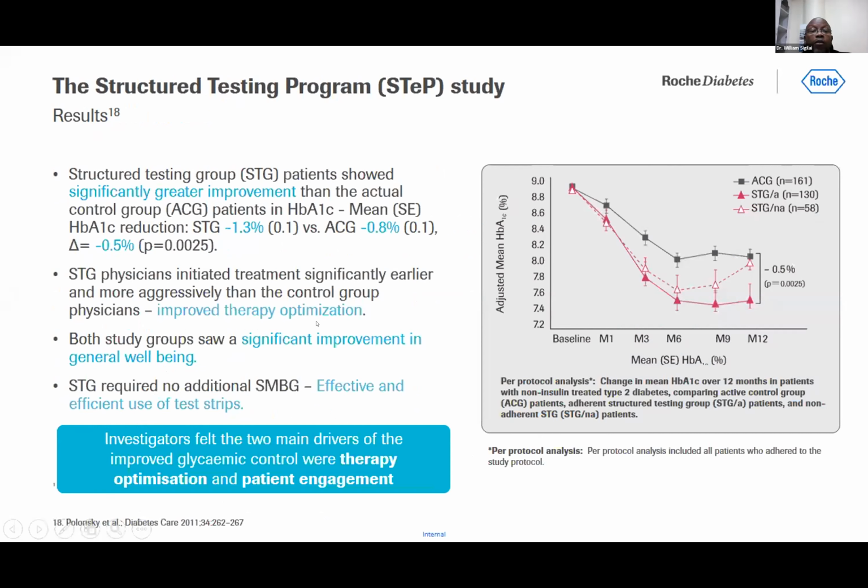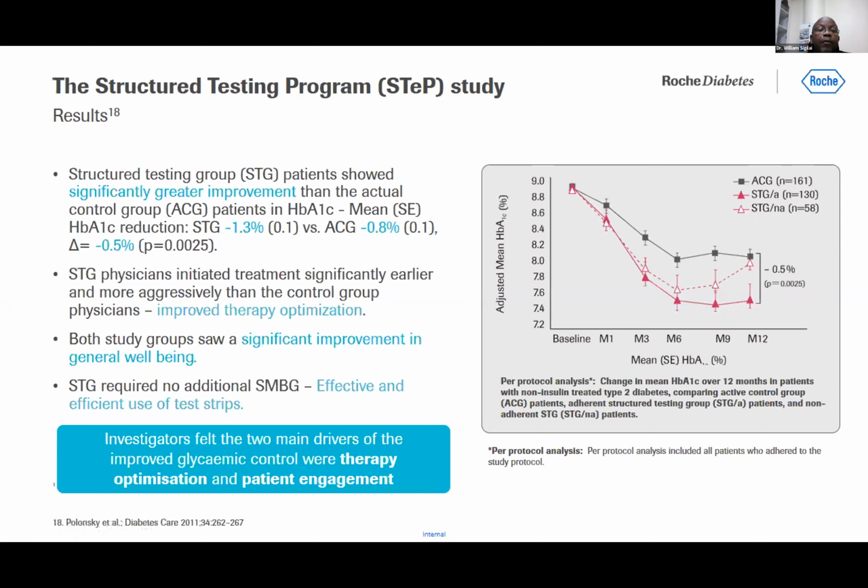So this is an example of the impact of the structured testing program, or STeP study. The results of the STeP study demonstrated very clearly the difference in the impact that structured testing has. The patients in the STG showed significantly greater improvement than the control group. The control group would be the group that did not have any structured testing, just haphazard testing. And STG physicians, or structured testing group physicians, initiated treatment significantly earlier and more aggressively than the control group physicians. So there was improved therapy optimization.